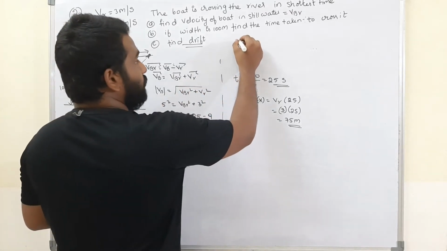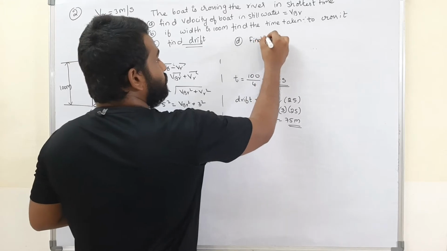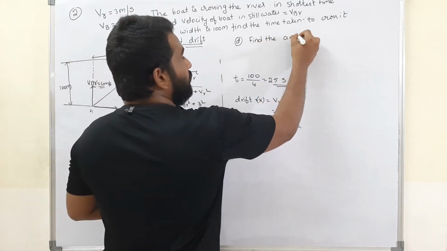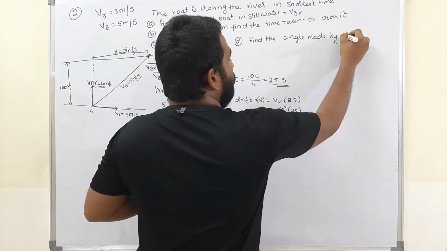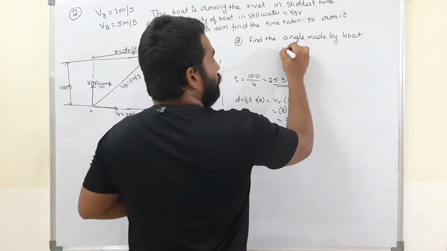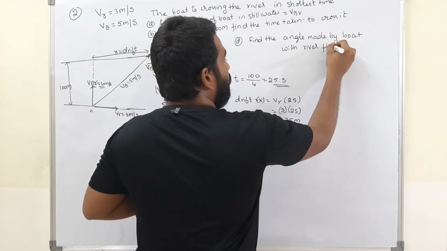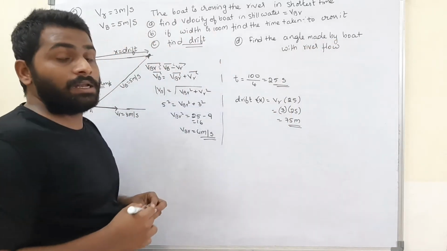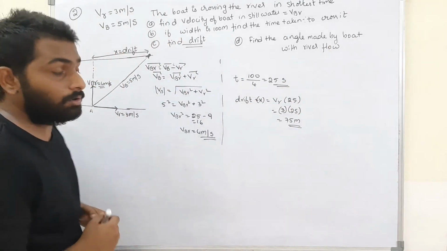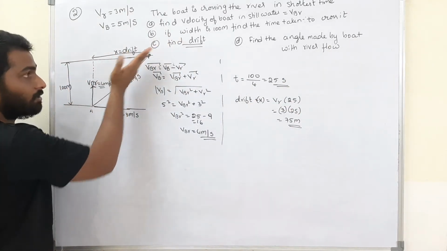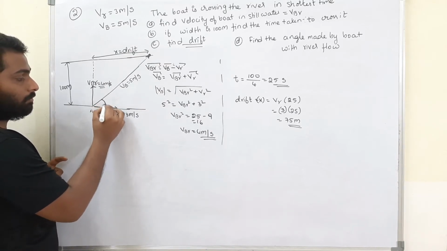Now, last point D. Find the angle made by boat with river flow. They told to find the angle made by the boat with river flow. Now, what is velocity of boat? The velocity of boat is in this direction. Now, this is a river flow. Now, they told to find this angle.